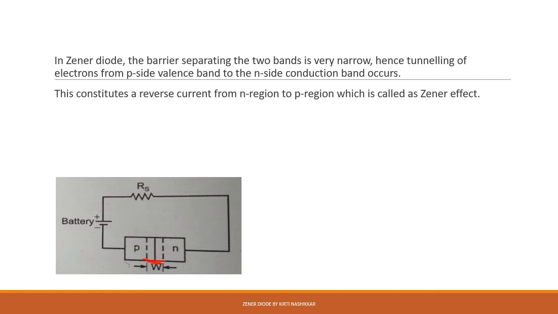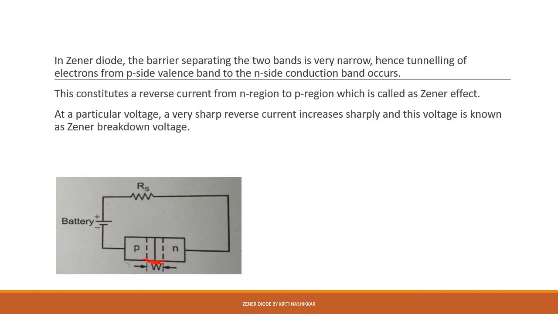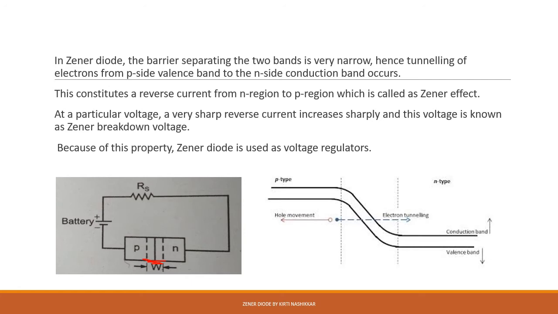And because of that the reverse current from the n region to the p region occurs, and this effect itself is called the Zener effect. At a particular voltage the reverse current increases sharply, and this voltage is known as the Zener breakdown voltage. Because of this property the Zener diode is used as a voltage regulator. This is how tunneling of electrons occurs from the valence band of the p side to the conduction band of the n side.